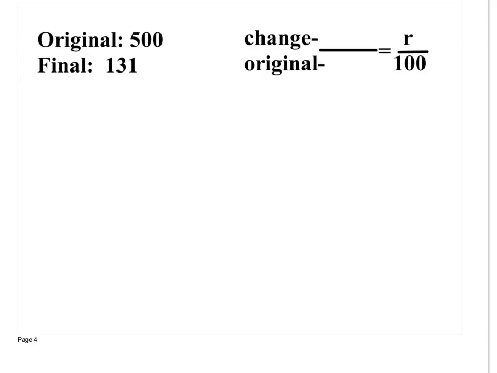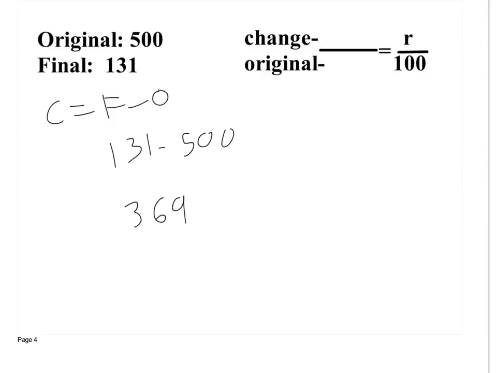Alright, so you're given an original of 500 and a final of 131. You have to determine whether it's a percent of increase or percent of decrease. And then what is the percent increase or decrease? Well, to find my change, I take final minus the original. So 131 minus 500 gives me 369, right? Everybody agree? Is that what you got? Alright, good. So everyone got -369. That is my change over the original, which is 500.